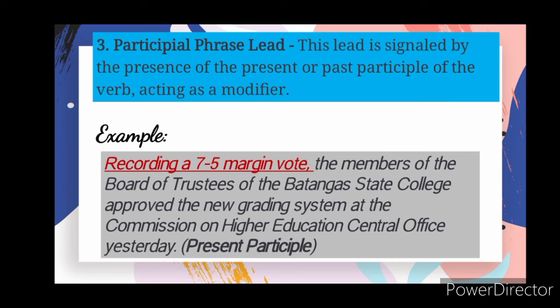Next is the participial phrase lead. This lead is signaled by the presence of the present or past participle of the verb acting as a modifier. For example, recording a 7 to 5 margin vote.